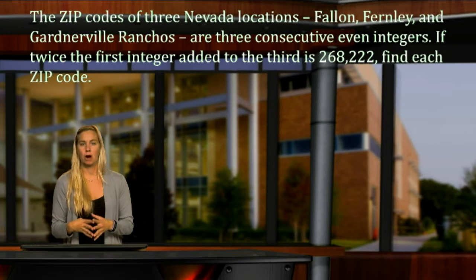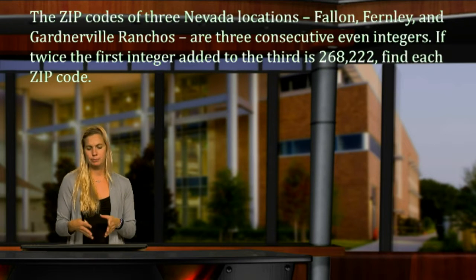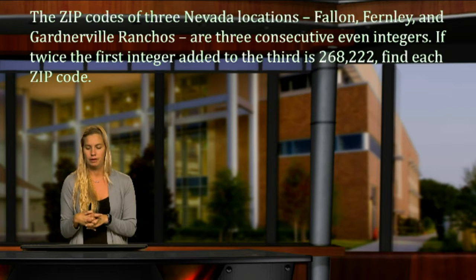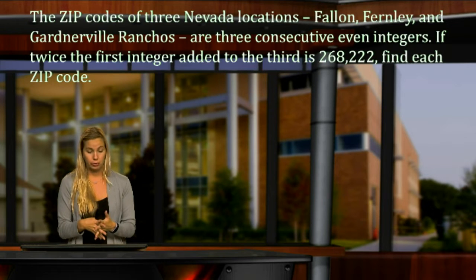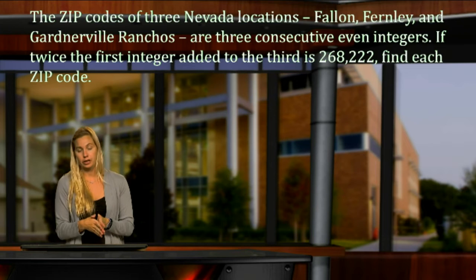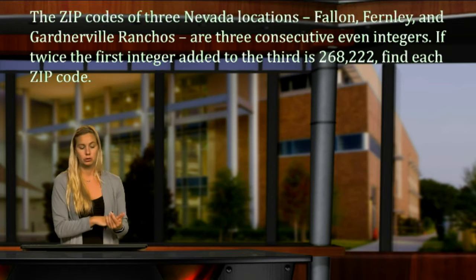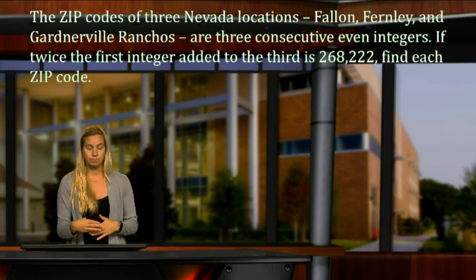Now let's get into some problem solving. The zip codes of 3 Nevada locations, Fallon, Fernley, and Gardnerville Ranchos, are 3 consecutive integers. If twice the first integer added to the third is 268,222, find each zip code.